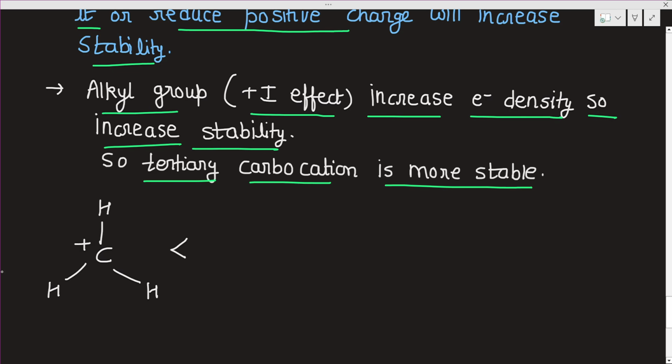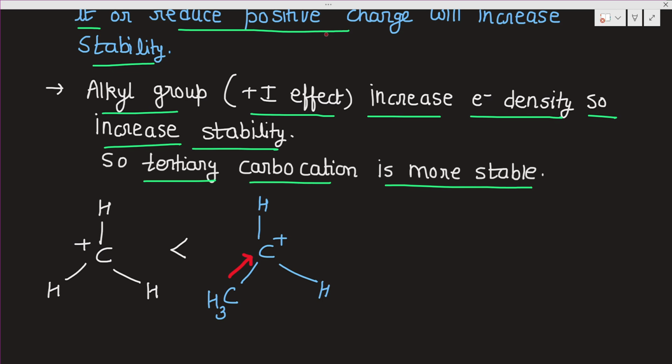But suppose I am taking here a CH3 group. So what is happening? This CH3 group will donate the electron density. It means there will be plus inductive effect. Electron density is being increased on the carbon atom. So the stability of the carbocation is increasing. So this carbocation is much more stable. Then see the next one.